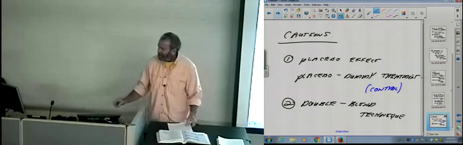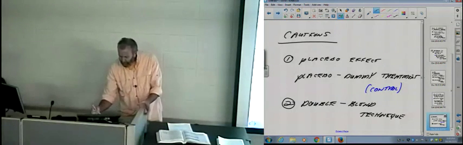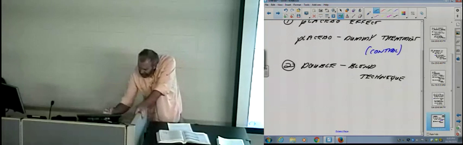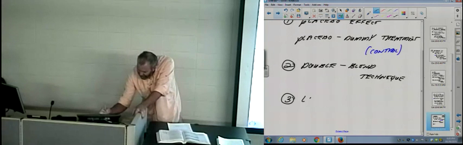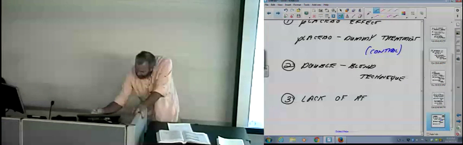I got a third one that you need to be aware of, and I'm going to look at the example in the book for this one. There's a number three, and it's a lack of realism.